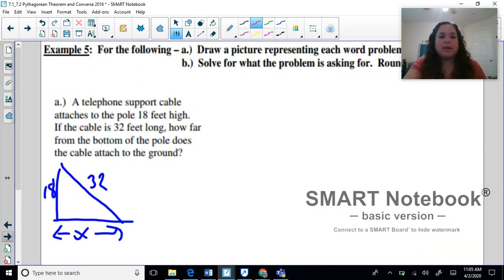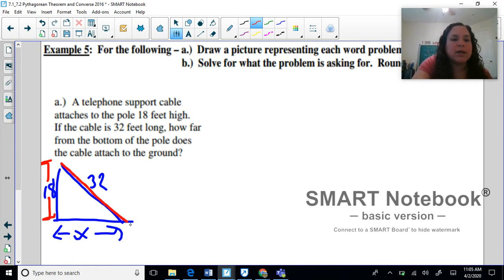Here we have an example 5. You draw a picture, number 1, and then number 2, solve for what the problem is asking for. So here they're describing a telephone support cable that is attached to a pole that's 18 feet high. Notice where the 18 feet high is. It's right here. So the cable is here, right? It's 32 feet long. That happens to be the hypotenuse, our C.